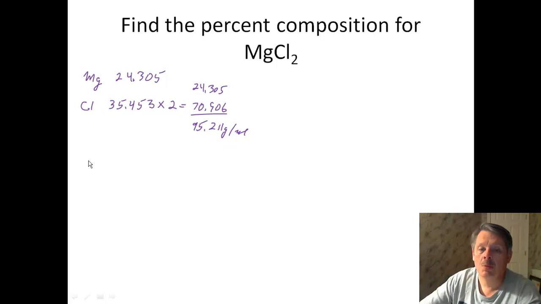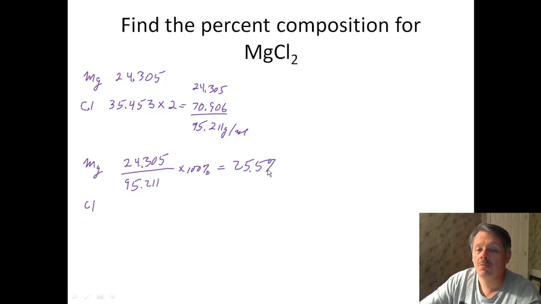Well, now I want percent composition. Let's do magnesium and let's do chlorine. I have to do them separately. Magnesium is 24.305. That's how many grams of magnesium I have in my substance, divided by my total, which is 95.211. I multiply by 100%, and magnesium gives me 25.5%. All right, well, that means my other one should be 74.5%. Let's see if that happens.